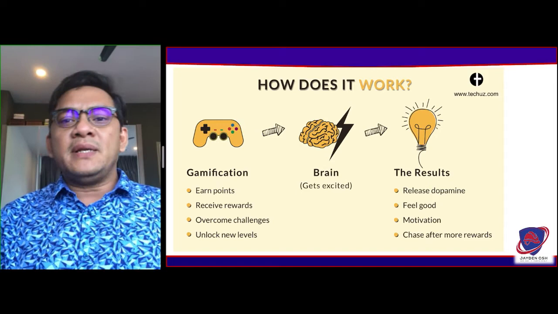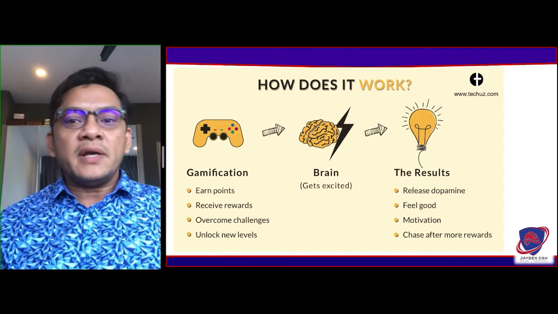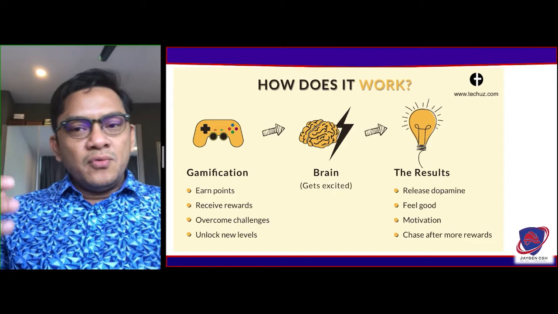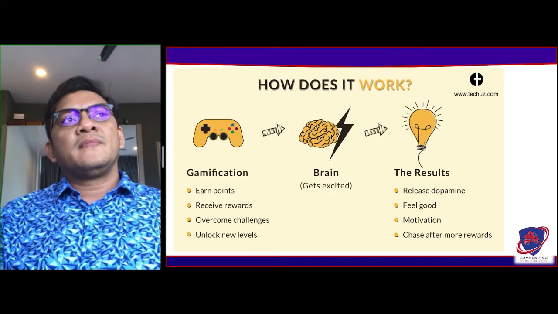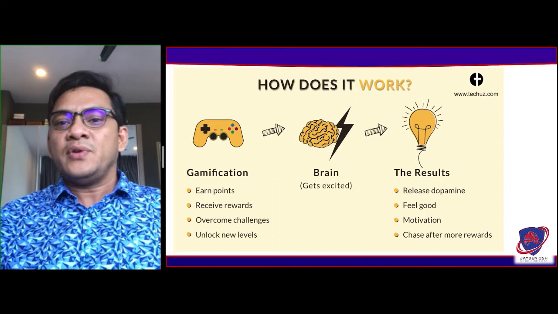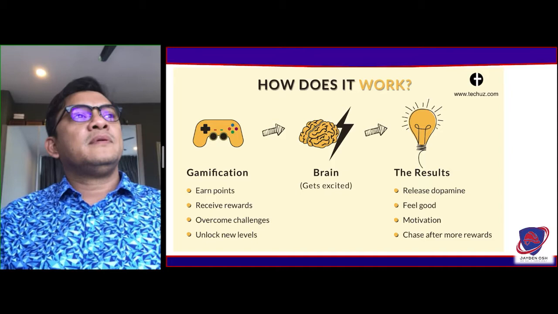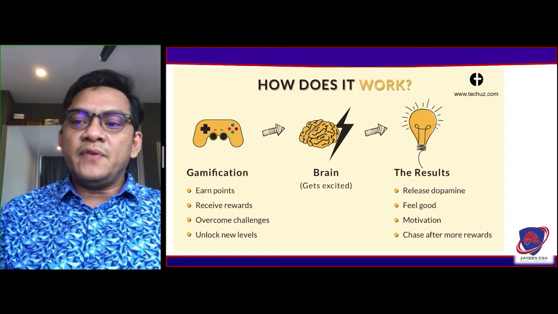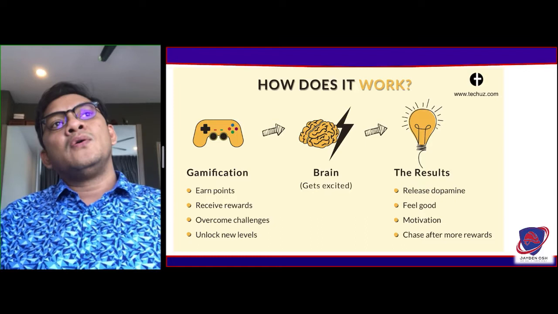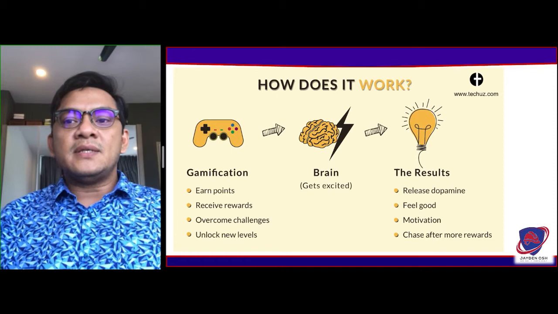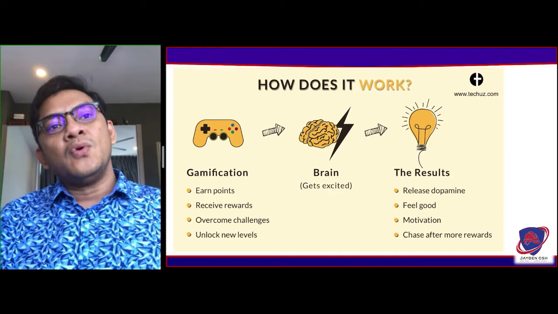So when you do something that is different, it gets the brain excited. Oh, what's this? There's a reward. There's challenges. If I do this, then I will unlock something else, and I can earn scores, right? So when the brain looks at something new and exciting, it gets excited. And as a result, the brain releases dopamine, a hormone for happiness, making us feel good and motivated, and we want to chase for more, to solve more challenges and earn more rewards. And this is how gamification works. So when your brain gets excited, we hope that the participant will also be more engaged.